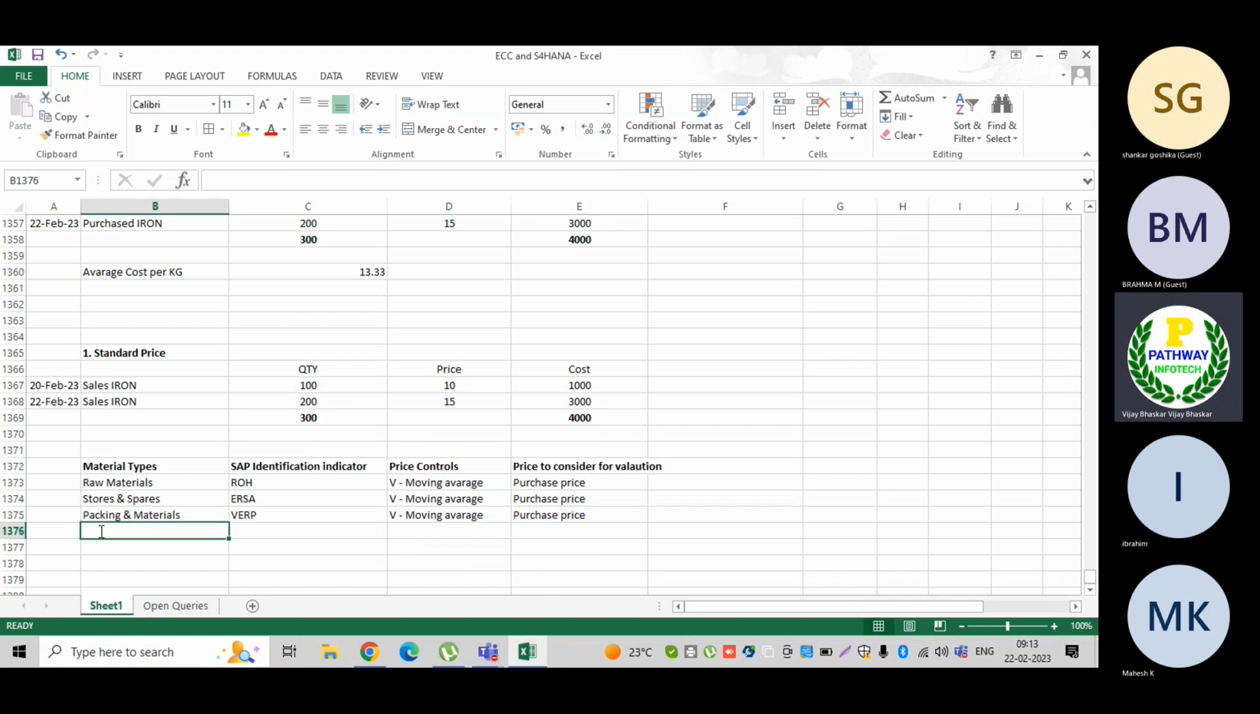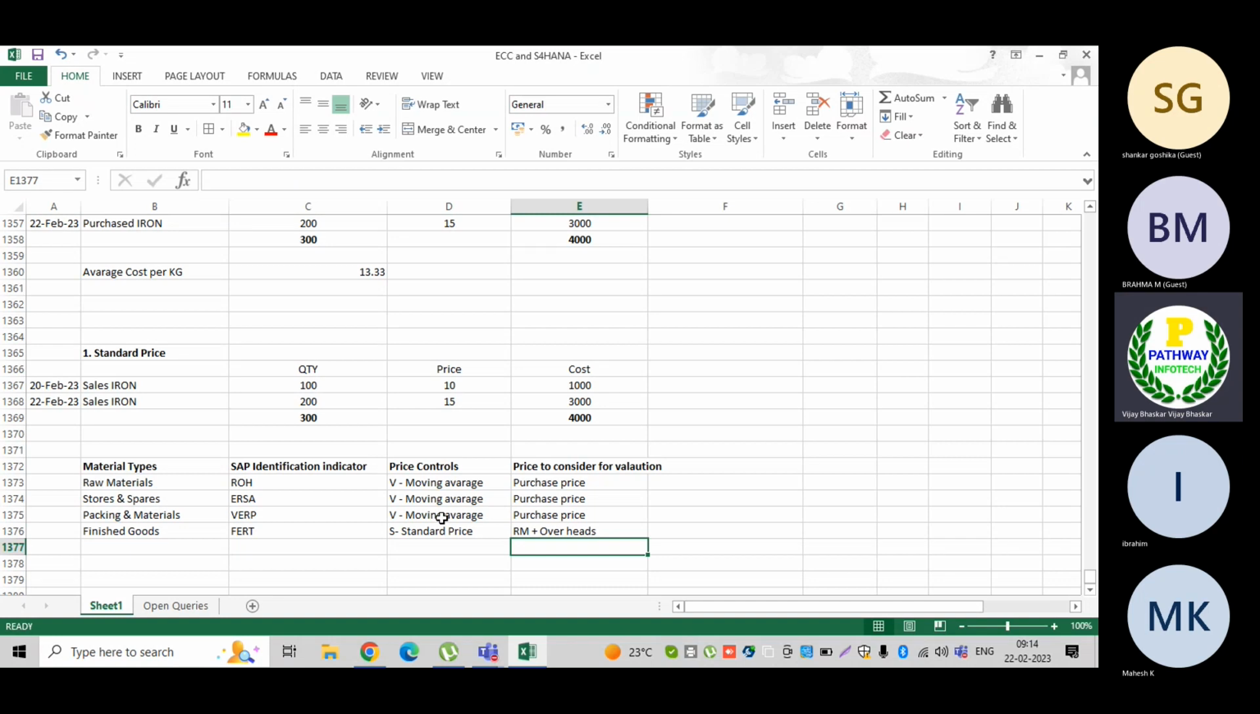Then finished goods. FERT is the finished goods. As I mentioned, for finished goods it is the standard price. This is for finished goods: raw materials plus overheads. If I want to manufacture a product, I need to have raw material plus overheads. I will explain how the standard price arrives.